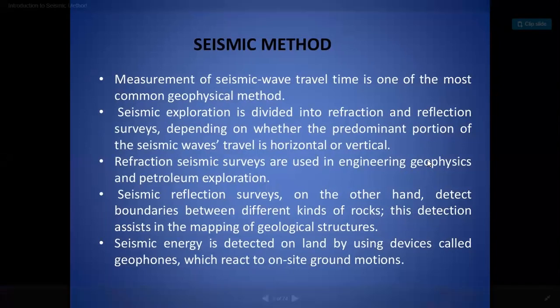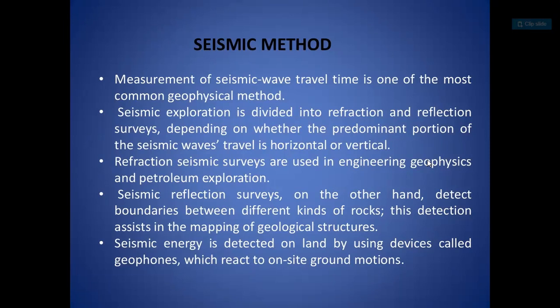Guys, the seismic method, measurement of seismic wave travel time, is one of the most common geophysical methods. Seismic exploration is divided into refraction and reflection surveys, depending on whether the predominant portion of the seismic waves travel is horizontal or vertical. Refraction seismic surveys are used in engineering geophysics and petroleum exploration. Seismic reflection surveys, on the other hand, detect the boundaries between different kinds of rocks. This detection assists in the mapping of geological structures.